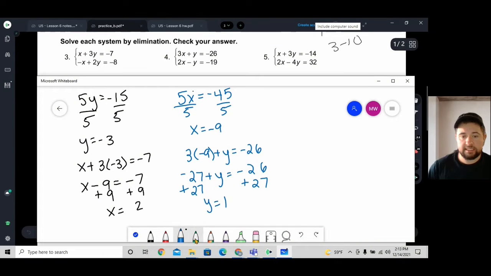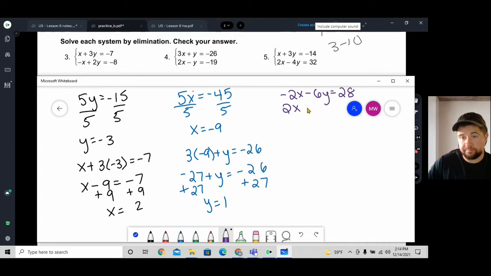And last but not least, I'm going to look at number 5. X plus 3y equals negative 14. 2x minus 4y equals 32. I don't have anything I can immediately offset, so I'm going to get rid of my x's. I'm going to multiply my top equation times negative 2. So I'm going to end up with negative 2x minus 6y equals positive 28. And positive 2x minus 4y equals 32.